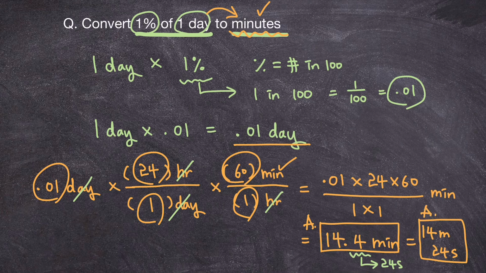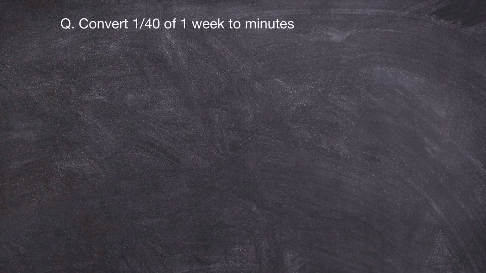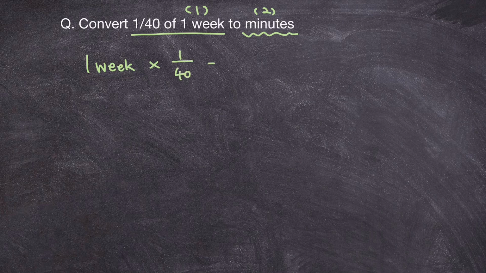All right, so let's move on to our second question of the day, which is to convert 1/40th of 1 week to number of minutes. So first, we're gonna try to take 1/40th of 1 week, and then convert that time into number of minutes. So first part is simple. Just multiply 1/40 to 1 week, which is gonna become 1/40th week. So first part is done.